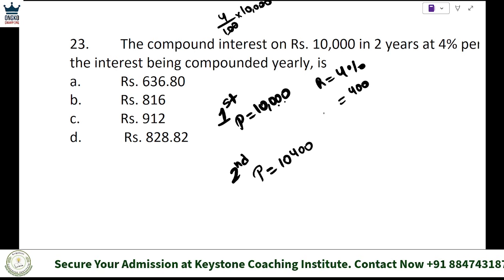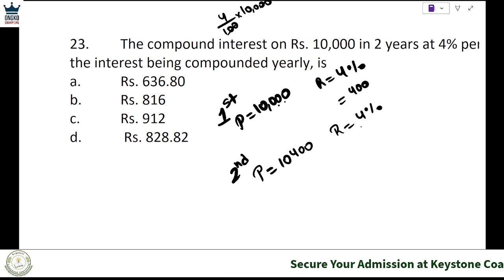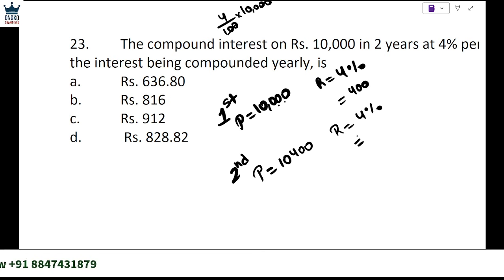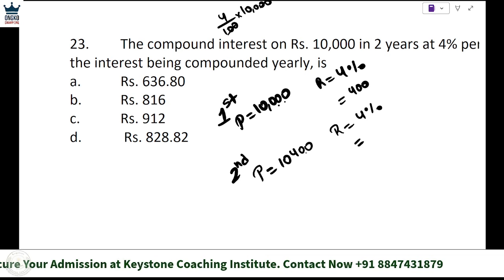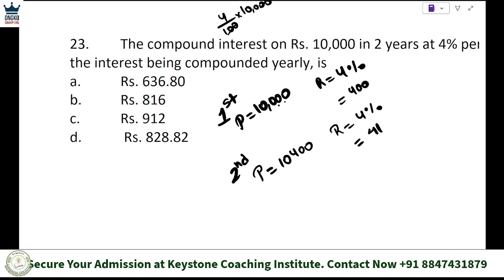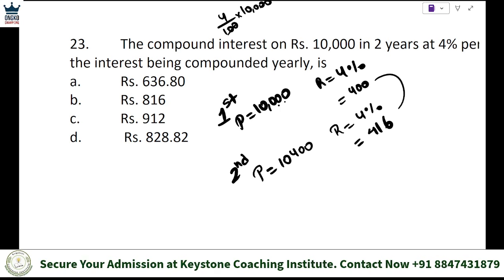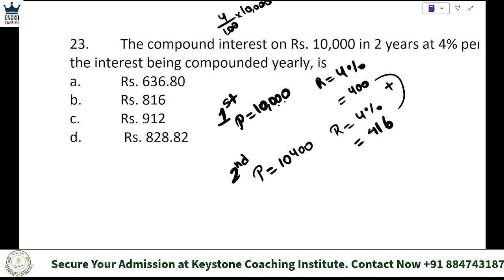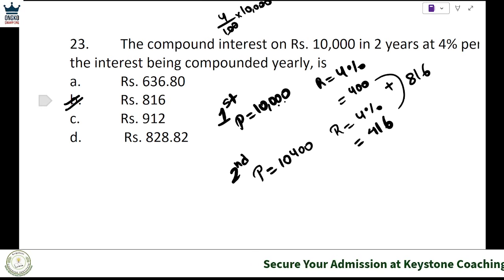10400 at the same year 4%. So if 1% becomes what? That means 104, so 104 into 4 times 1%, that is 4 divided by 100 into 10400. You will get 416, right? So the interest for the first year is 400 rupees and for the second year it is 416. Adding, we get 816. So the answer is 816.